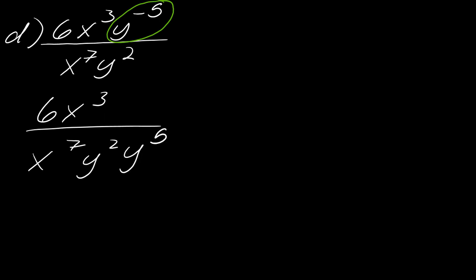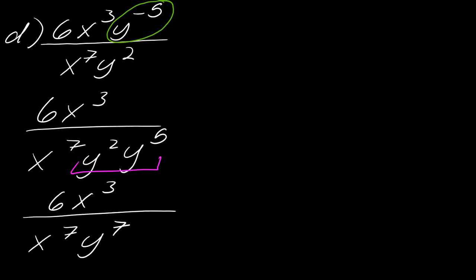Okay, now the second thing I like to do is I like to do the product rule before I do the quotient rule. So the exponents here can be added. So this is going to be 6x cubed over x to the 7th, y to the 7th. And now for the last one. So this is a little bit tricky here. So I've got these x's.